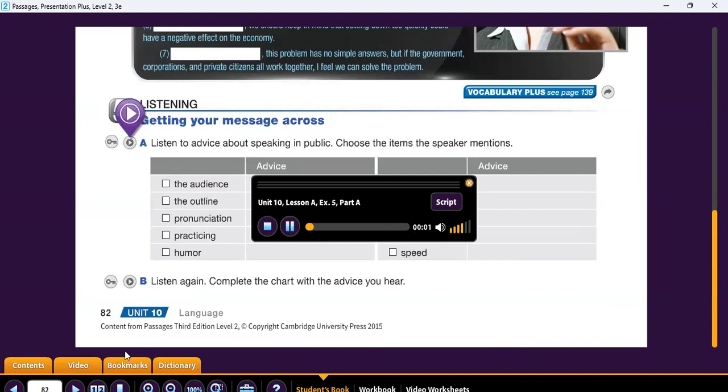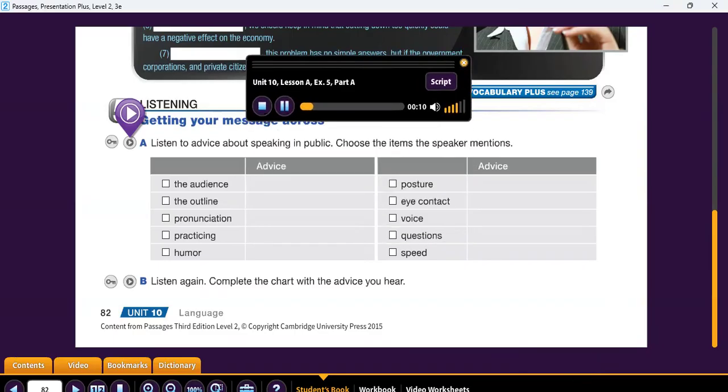Unit 10, Language, Lesson A, page 82, Exercise 5, Getting Your Message Across, Part A. Listen to advice about speaking in public. Choose the items the speaker mentions.